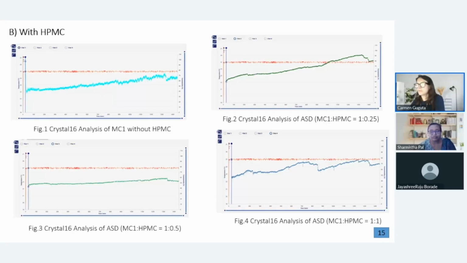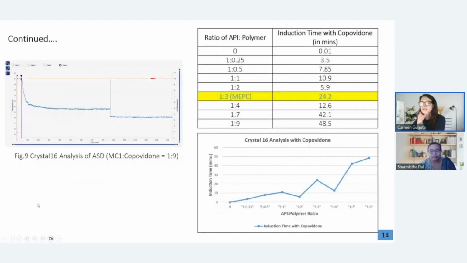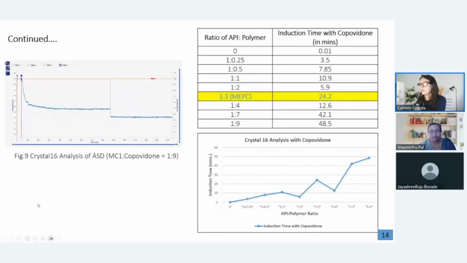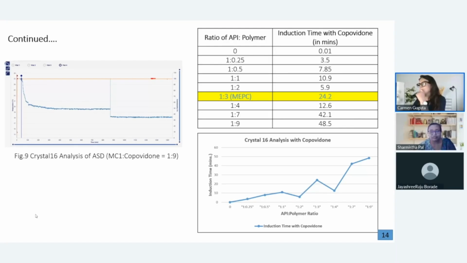But beyond this point, beyond 1:3, further increase in polymer load leads to diminishing returns and formulation constraints like reduced drug loading, and hence 1:3 is selected as the MEPC, where the system is maintained near the LOC boundaries for the copovidone. Go to next slide.